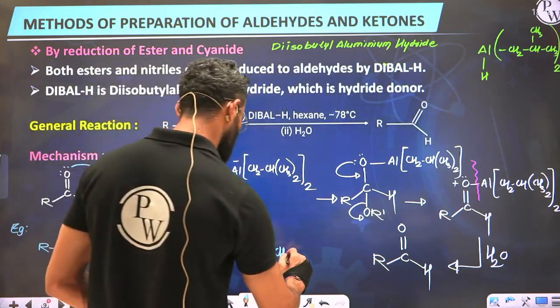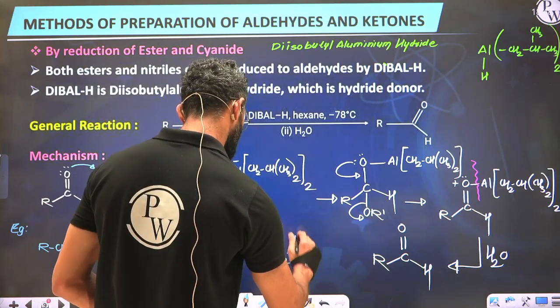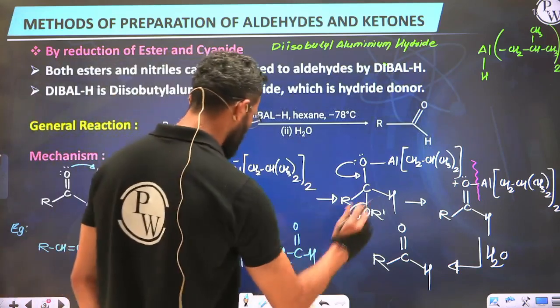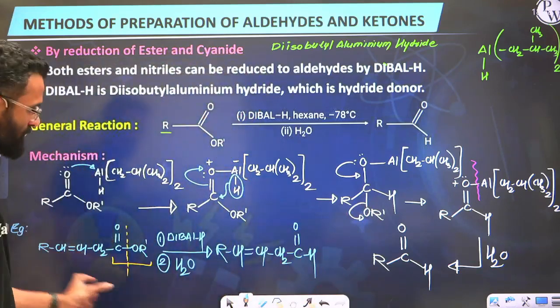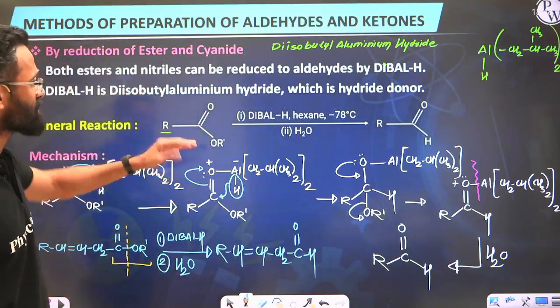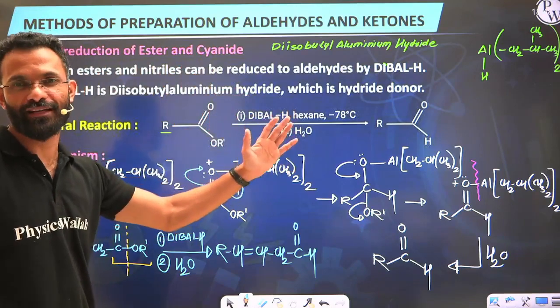CH2, C double bond O, H and whatever is your byproduct. So this you have to keep intact here. So guys, that was all about reduction of esters into aldehyde. No further reduction takes place.